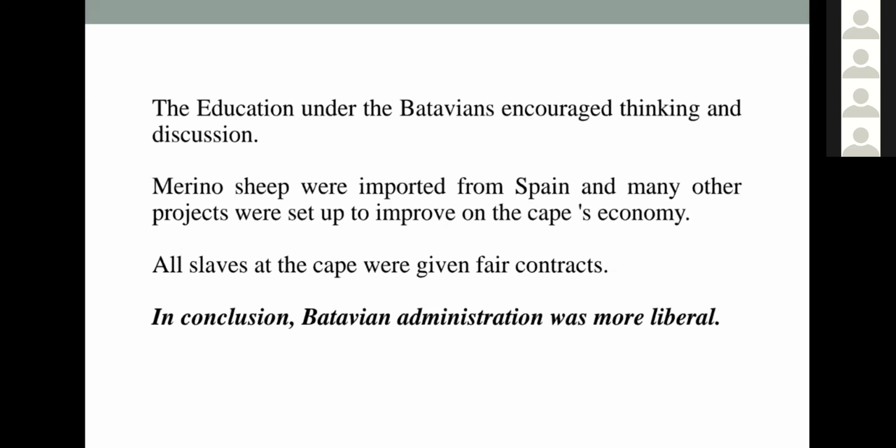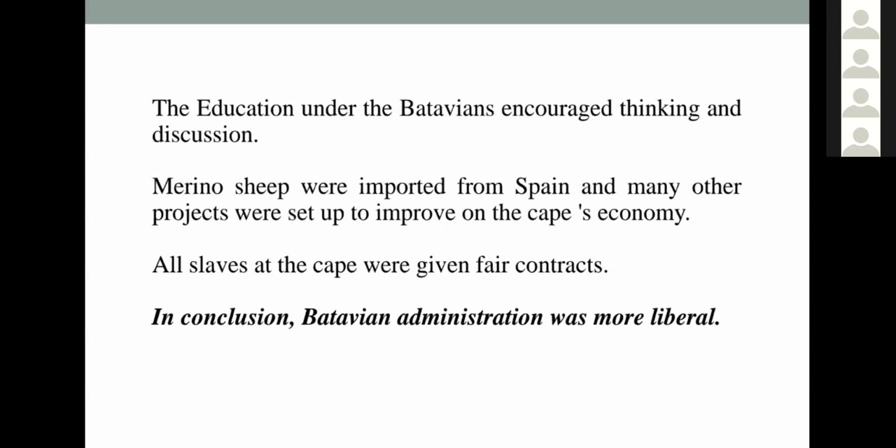More still, during the Batavian government, merino sheep were imported from Spain, and many other projects were set up to improve on the Cape's economy. All slaves at the Cape were given fair contracts during the Batavian government. In conclusion, the Batavian administration was more liberal.